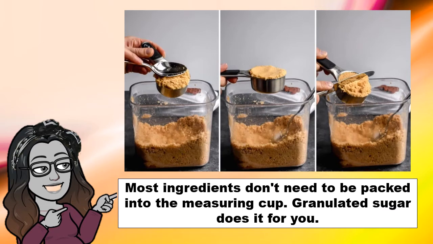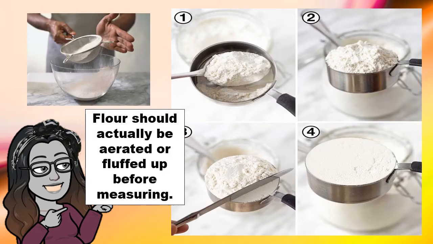Most ingredients don't need to be packed into the measuring cup, for example, granulated sugar. Another ingredient that does not need to be packed is flour. Flour should actually be aerated or fluffed up before measuring. A way to fluff up flour is by sifting it.